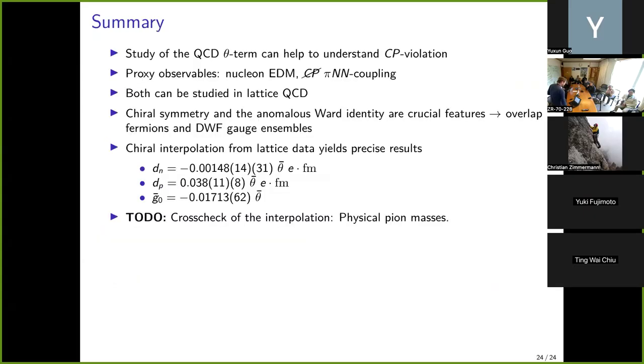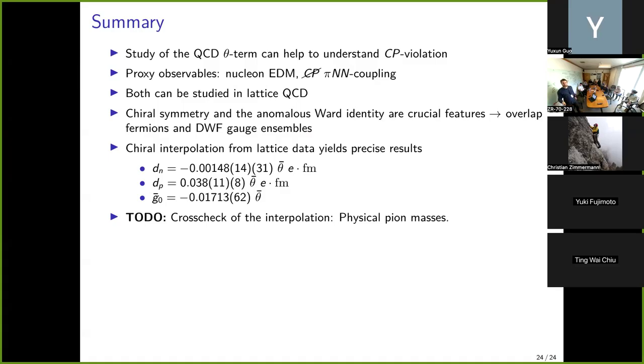Okay, let me just summarize. As I said, study of the QCD Lagrangian can help to understand CP violation within and beyond the standard model. There are some proxy observables to study, namely nucleon EDMs and CP-violating pion-nucleon coupling. Both of you have shown the results. They can be studied on the lattice.